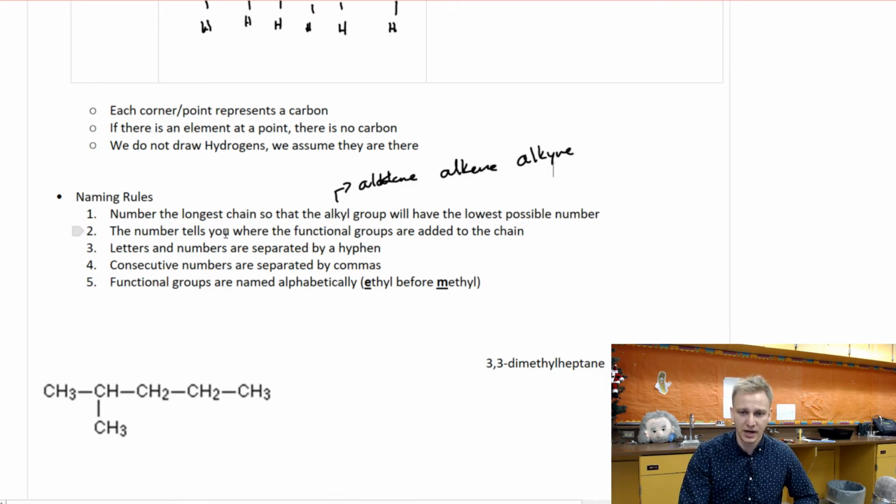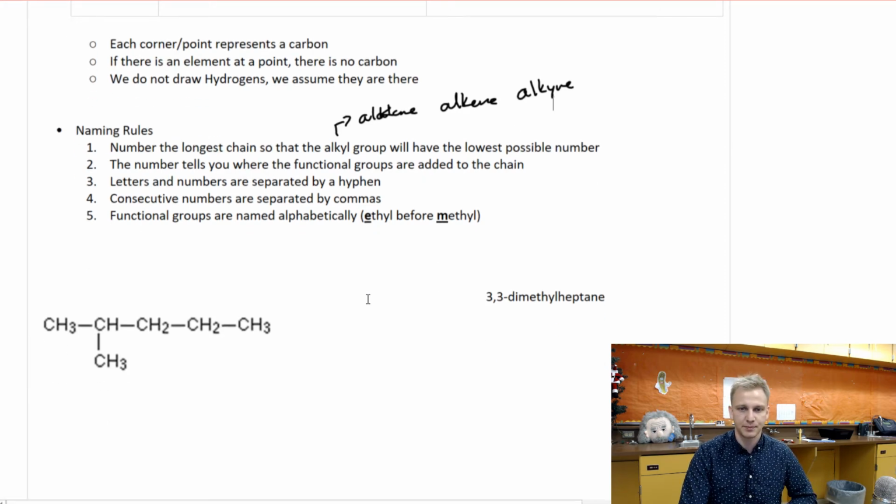The number that we're going to add is going to tell us where the functional groups will be added to the chain. Where we're going to number these functional groups to say, hey, on this third carbon, there's this weird stick arm thingy coming off. And we're going to use letters and numbers to do that, but all letters and numbers need to be separated by a hyphen. If we have consecutive numbers, those will be separated by commas, and I'll show you that with this 3,3-dimethylheptane example. And then the functional groups that we have are named alphabetically. So if we have an ethyl group or a methyl group, we're going to name those alphabetically, not based on the number. That's sort of a confusing step.